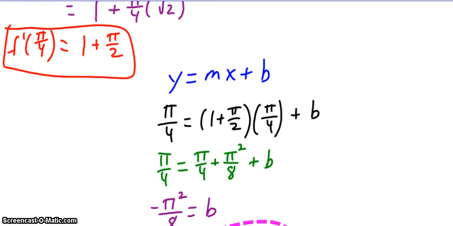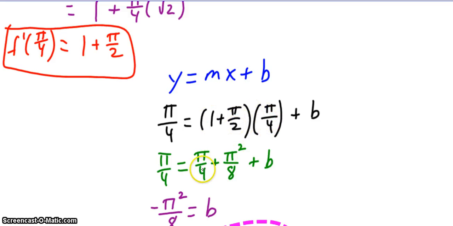We like exact values. Now we need to find the y-intercept, since we want our answer in slope-intercept form. So if I know y equals mx plus b, y is pi/4, x is pi/4, m is 1 plus pi halves. I'm solving for b.